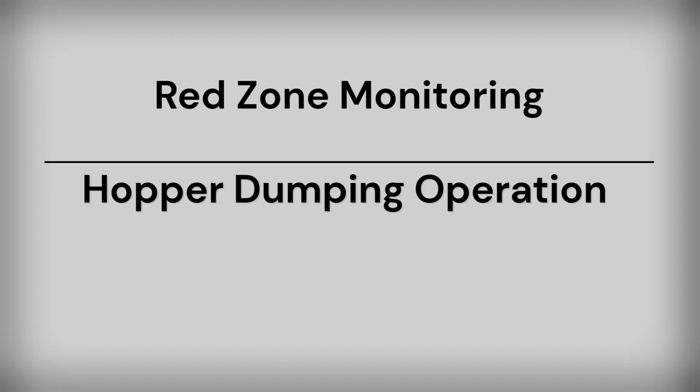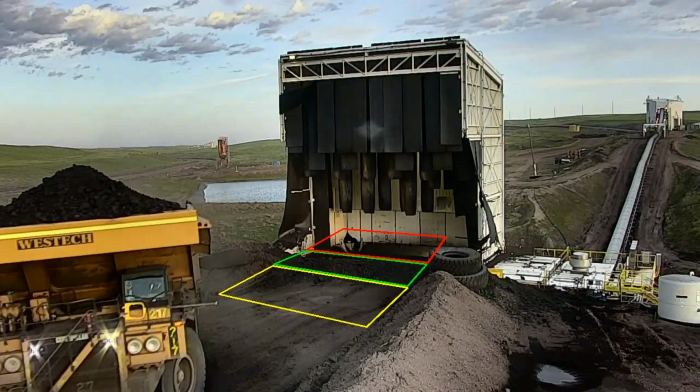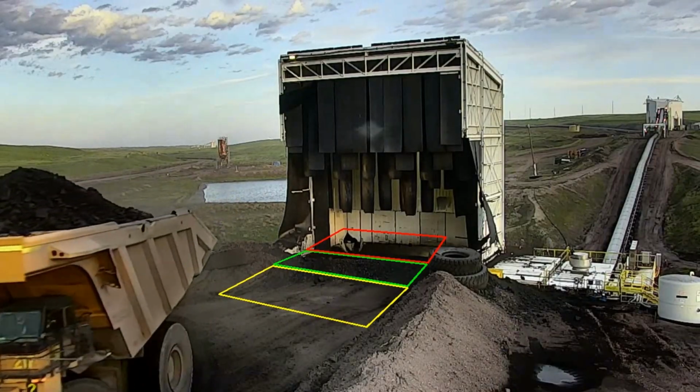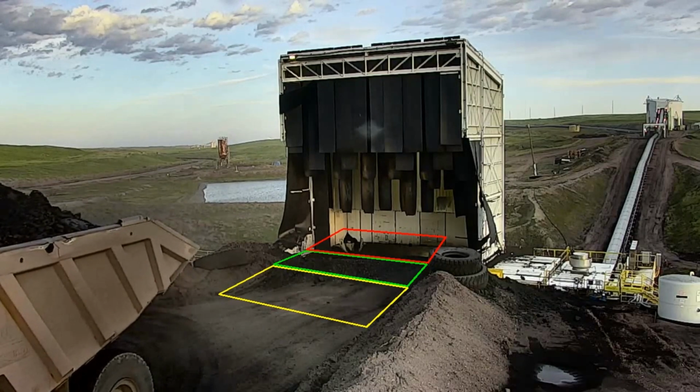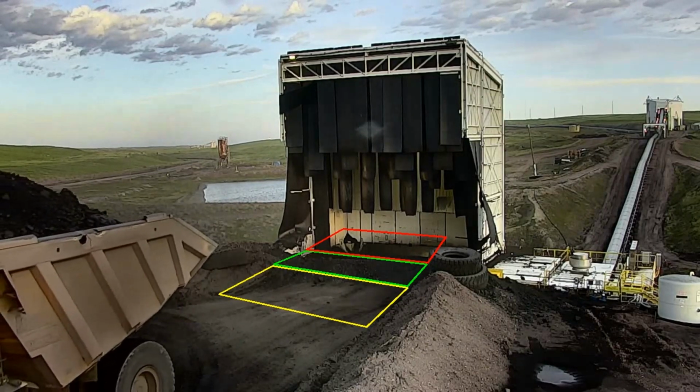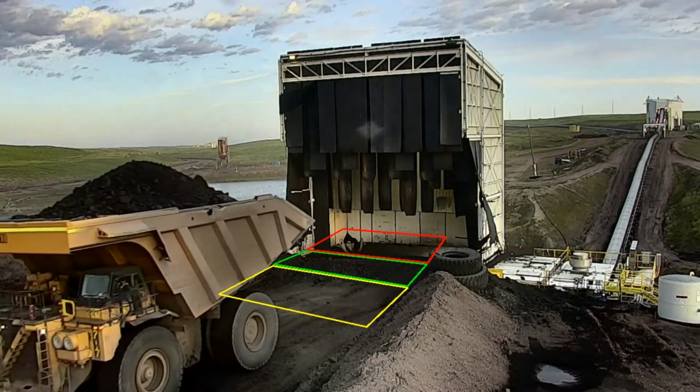Red zone monitoring. Hopper dumping operation. In this observation, the dump truck operator is tasked with dumping the payload into a transfer hopper. The risk of backing into the hopper is ever present. To combat this risk, red zone monitoring was proposed. This provided the operator with a visual and audible notification to prevent over-travel into the hopper.